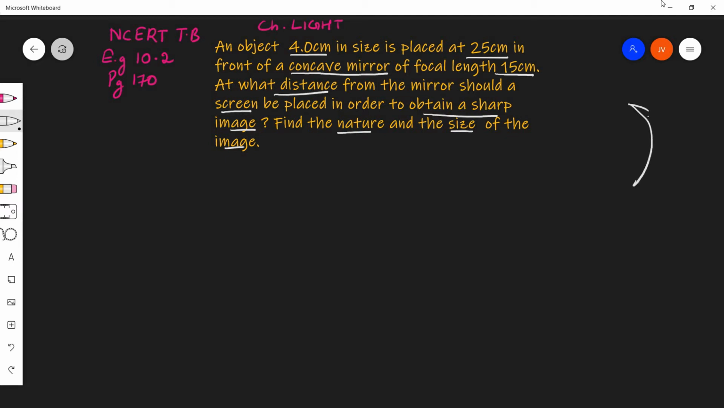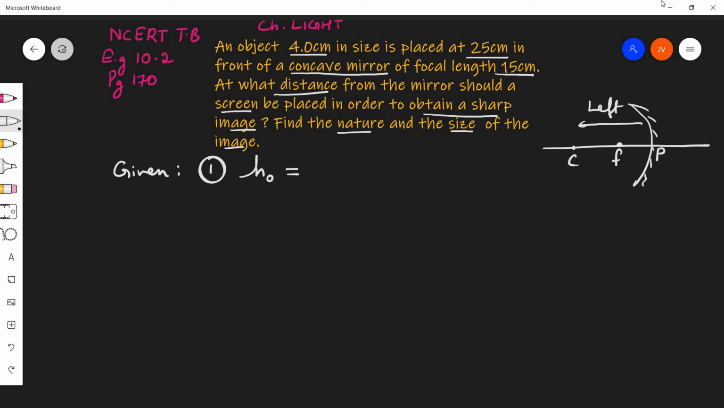So for a concave mirror, the principal focus and center of curvature, these two lie in the left side of the mirror, and all distances to the left side are taken negative. And what is given to us in the question, let's first have the details of that. An object 4 centimeter in size. So height of object or size of object is 4 centimeter.